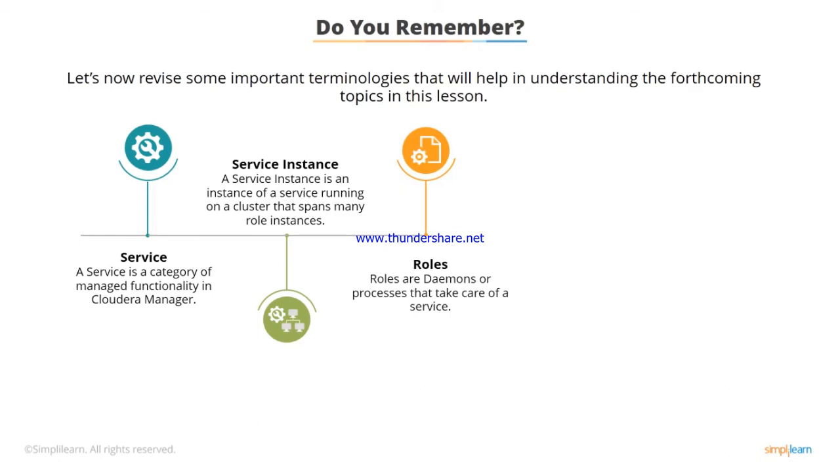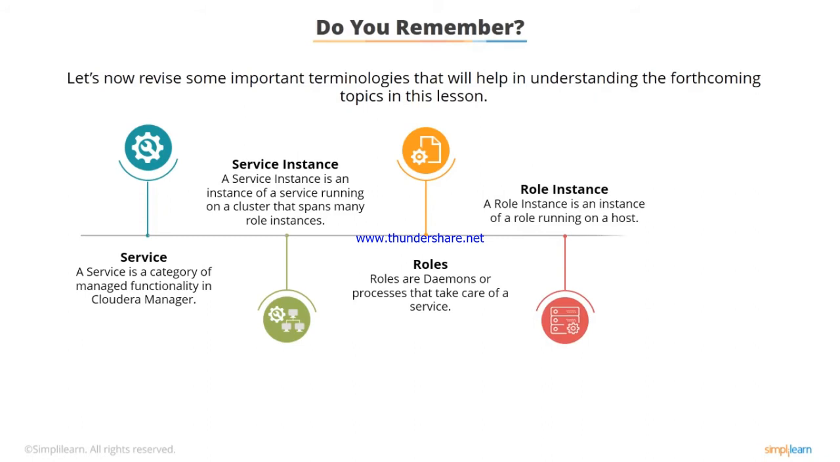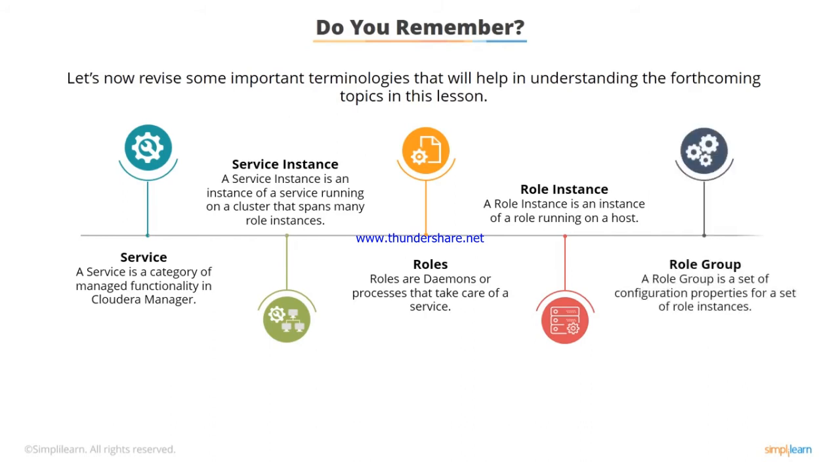Roles are daemons or processes that can take care of a service. Roles can be called categories of functionality within a service. For example, the HDFS service has roles such as NameNode, DataNodes, and Secondary NameNode. A role instance is an instance of a role running on a host. It typically maps to a Unix process. For example, namenode-1 and namenode-2, in case of high availability, are two instances on two machines. A role group is a set of configuration properties for a set of role instances.